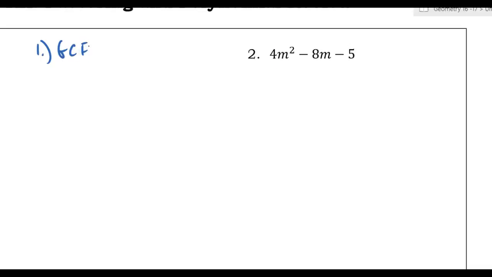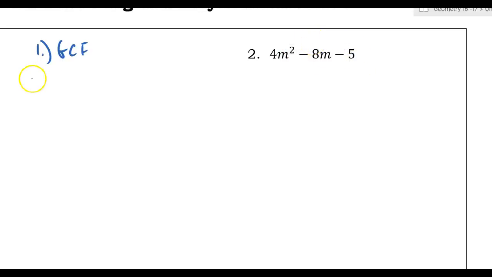between my three terms? So when I look at my three terms, 4m squared minus 8m minus 5, is there a number you can divide away from the 4, the negative 8, and the negative 5? And the answer is no, there's not going to be a number there. Is there a variable that's the same? No, not as well. So now you don't have a GCF. So now we have to go, well, how many terms are there? Well, I have 1, 2, 3 terms.